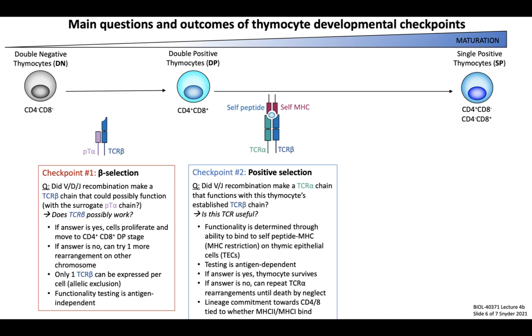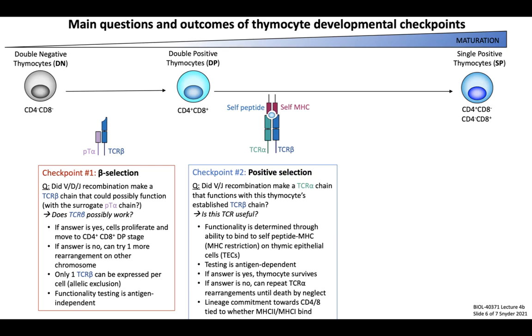In simpler terms, positive selection asks if the candidate TCR is useful, and useful in this context refers to whether the TCR exhibits MHC restriction, which again is the ability of a TCR of an individual to bind to MHC molecules from that same individual. At this step, TCRs are tested using self-antigen presented on MHC class 1 or class 2 by thymic epithelial cells found in the thymic cortex where thymocyte development occurs.